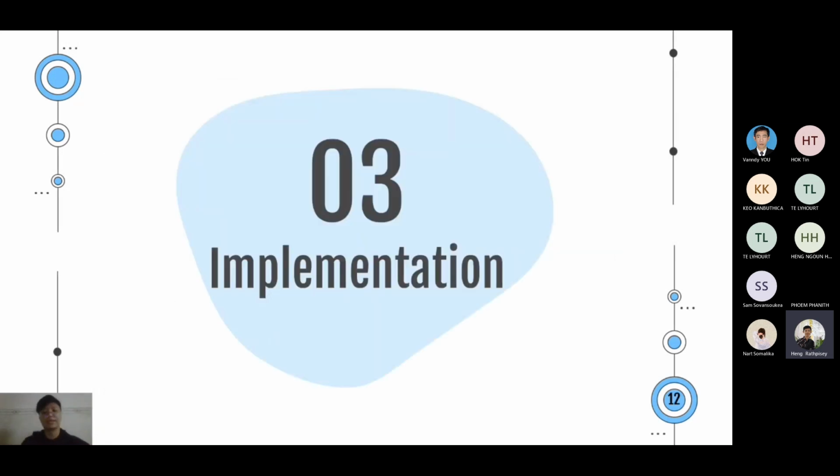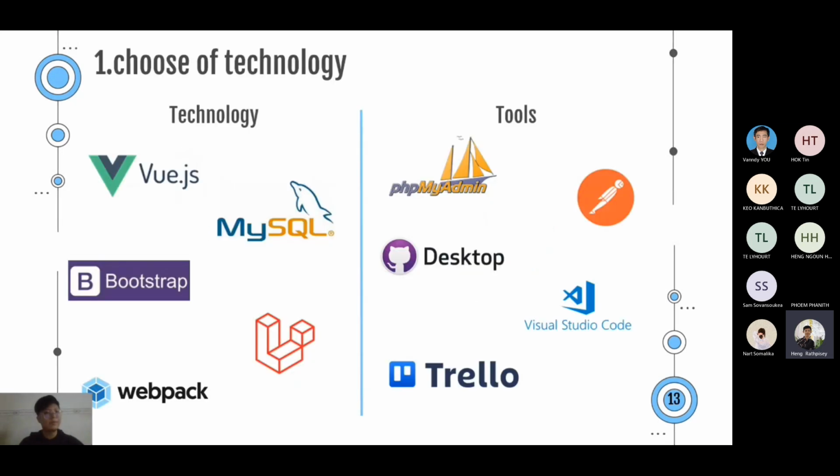And now we have arrived at the third part of our presentation, which is implementation. First of all, I would like to talk about the choice of technology. In this project, we use Laravel framework version 7, as required by the company, to build our backend API and connect our database.